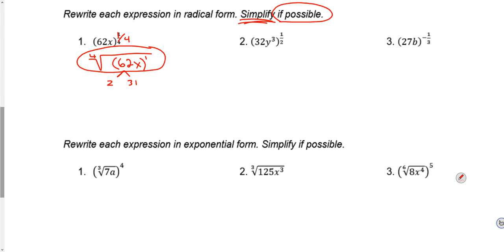So the next problem, same thing. We've got 32y to the third. It's got a 1/2. 1/2 means this. So I'm going to rewrite it first as 32y to the third, that's all to the 1, and then we have a radical of 2, or the square root. Now again, guys, if that exponent is a 1, you don't really have to do anything different. You can just start breaking it down.